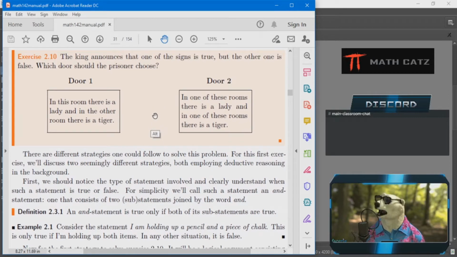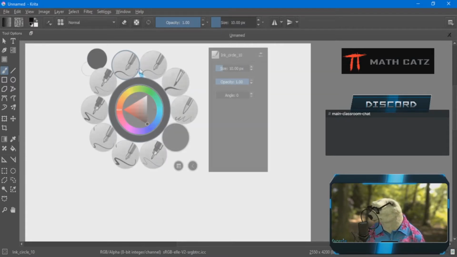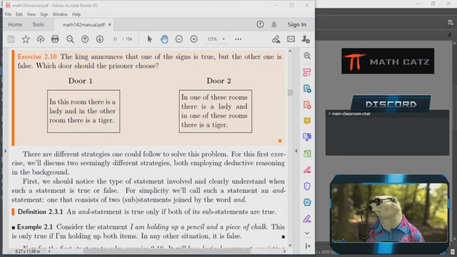Okay, so we are the prisoners. We want the lady representing our freedom, and we don't want to be eaten, which would be the tiger. Can we figure out which door is safe to open based on what they say, and based on extra information the king may provide? So we are doing, oops, that pen is too thin. Exercise, what was the number here?